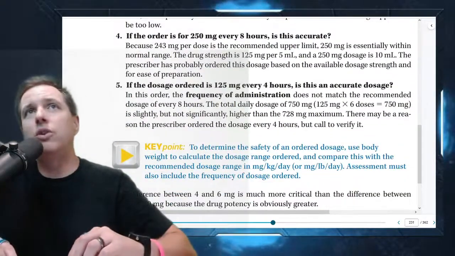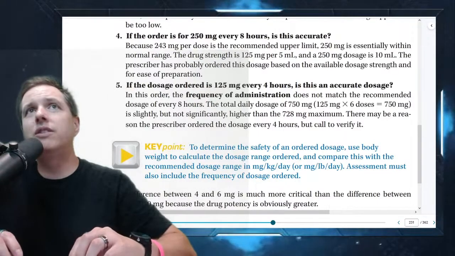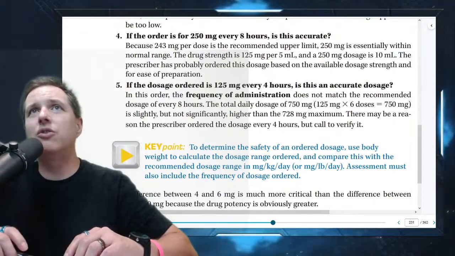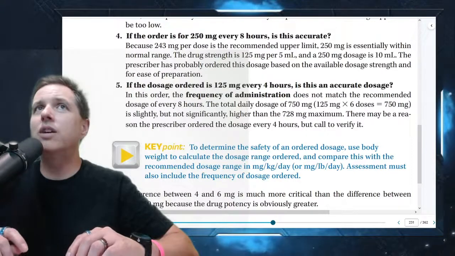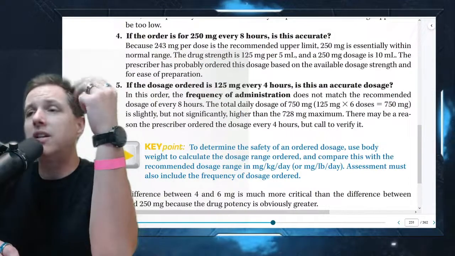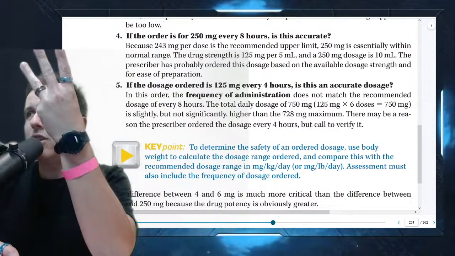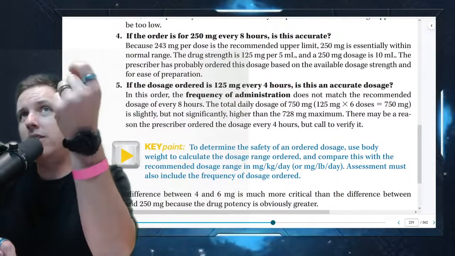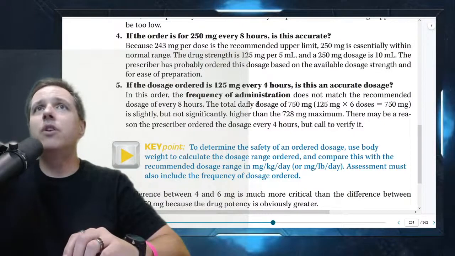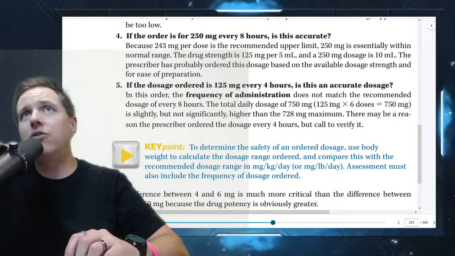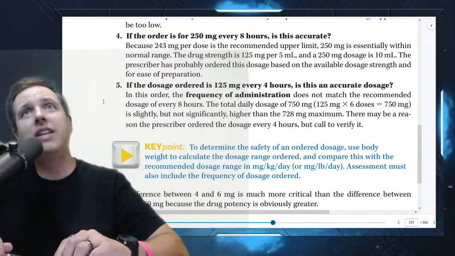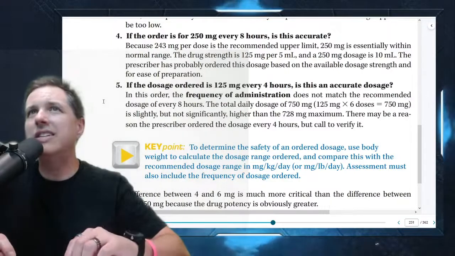If the dosage ordered is 125 milligrams every 4 hours, is this an accurate dosage? So in this case, the doctor has changed the frequency so that instead of every 8 hours, we're giving the dosage every 4 hours. So you have to consider that instead of 3 administrations, we're doing it twice as much. We're getting 6 dosages. So we would end up with 750, right? You take 125 times 6. You're going to get 750 milligrams. That is slightly but not significantly higher than the 728. Again, they're kind of saying it's close enough.